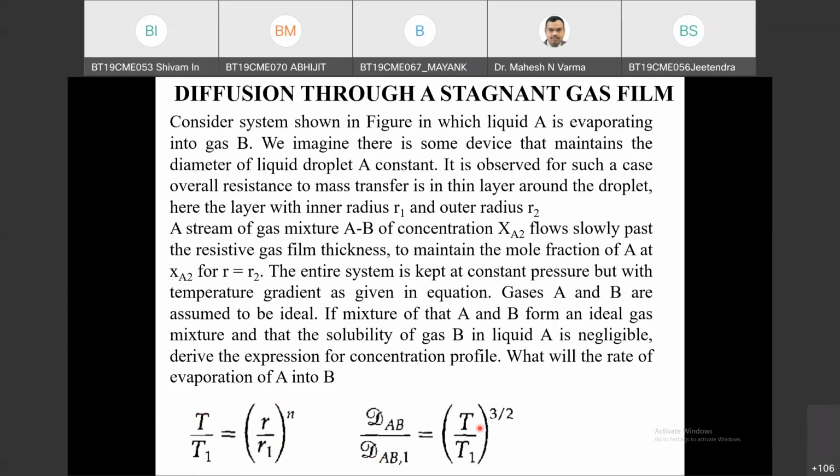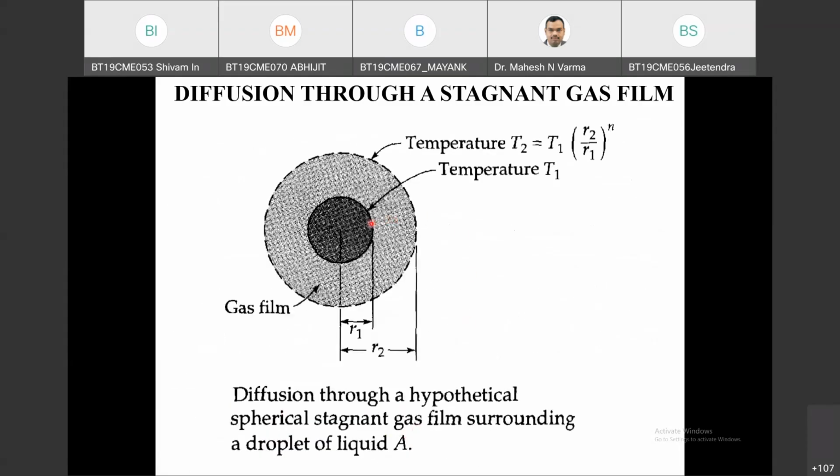As temperature is varying, diffusivity is also varying. What it means is that diffusivity is not constant from here to here. Diffusivity is changing. So I cannot take it as a constant value. And it depends upon temperature, and temperature depends upon R.